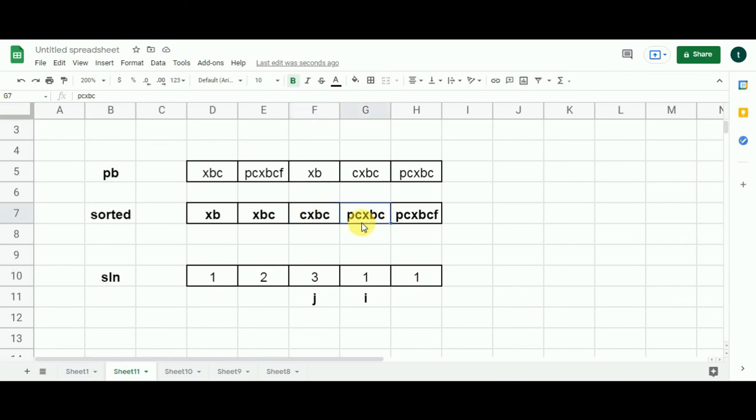But wait, condition number 2 remains, in which we have to check that the order of the common characters between the two words has to be the same. So here the order is also same of the common characters, cxbc and cxbc. So now we are assured that by just adding p to the beginning of this word, we are going to get pcxbc. So they form the word chain.